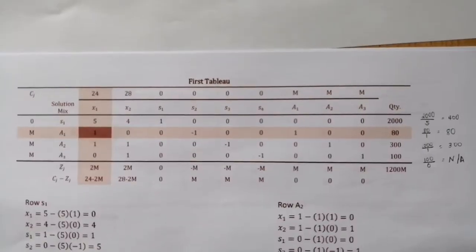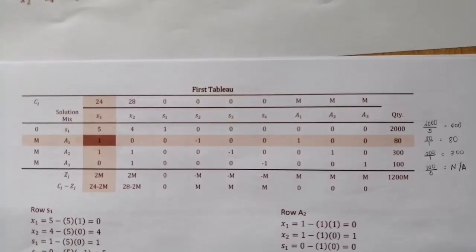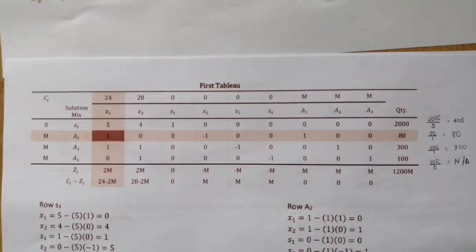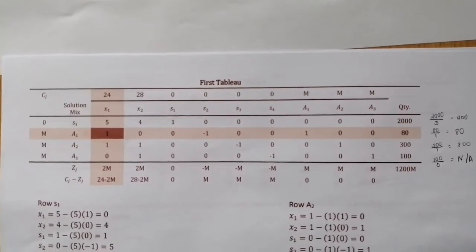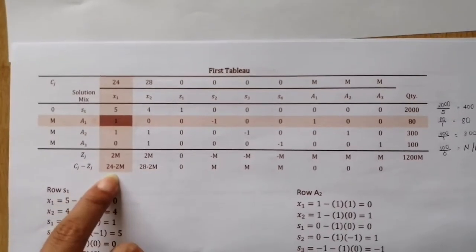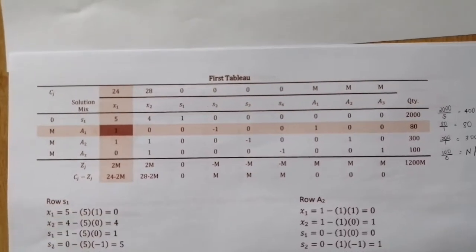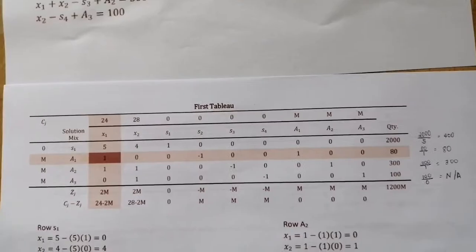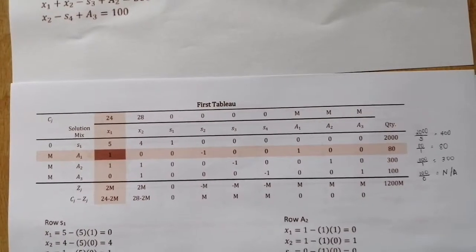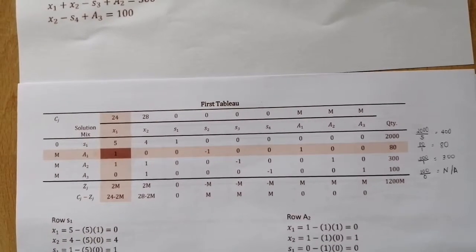The next step we should do is to find the most negative cj minus zj, which is 24 minus 2M. Therefore, this is our pivot column. The next step we're going to do is to find the pivot row.